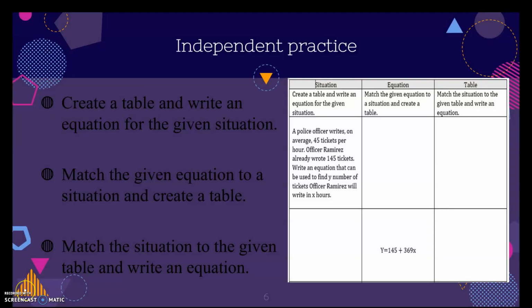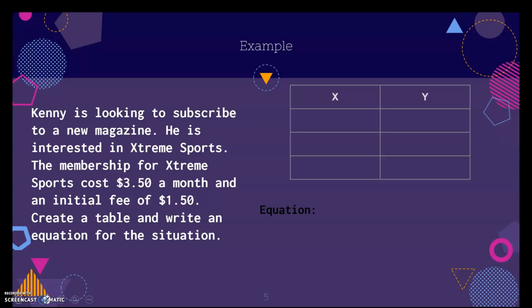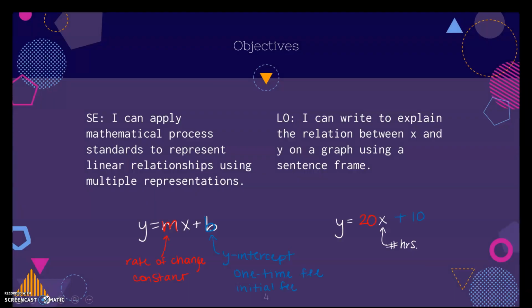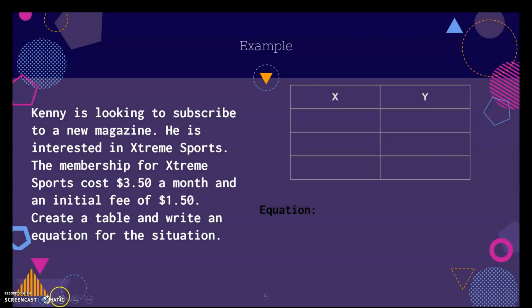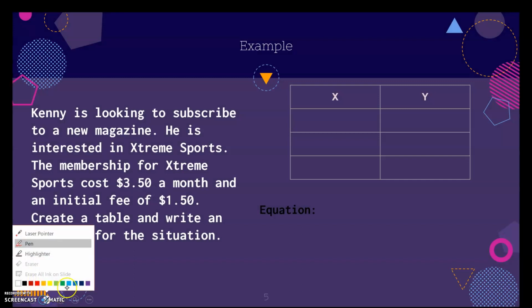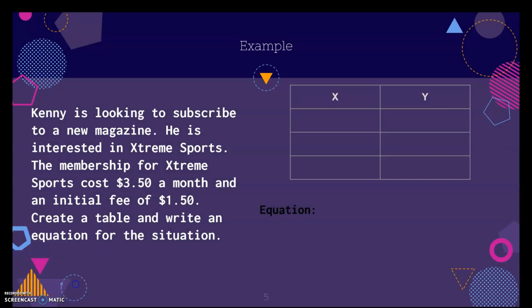So let's take a look at an example problem. Oh, there we go. I must have accidentally hit next. Sorry. Okay, so let's look at this example problem. So in this problem, it says Kenny's looking to subscribe to a new magazine. He's interested in extreme sports. The membership for extreme sports costs $3.50 a month and an initial fee of $1.50.